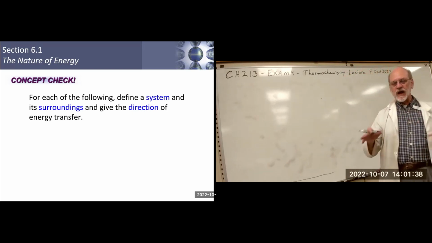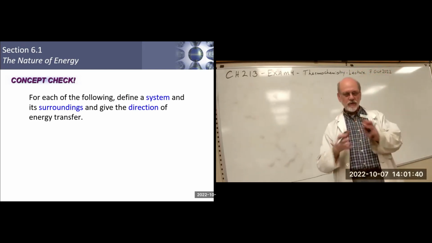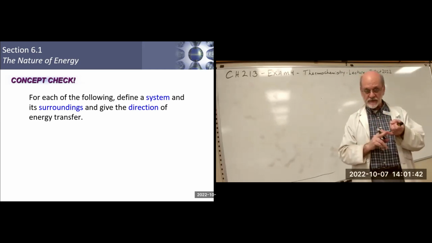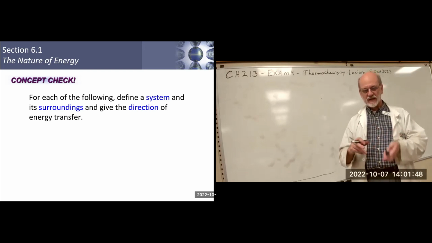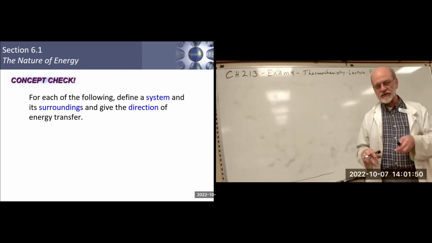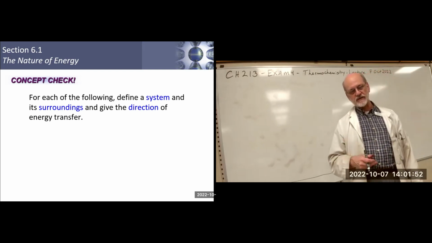So for any of these problems where you're trying to decide is it endothermic or exothermic, you have to define the system, you have to define the surroundings, and then decide which way is the heat moving. And that will tell you if it's an endothermic or exothermic process.